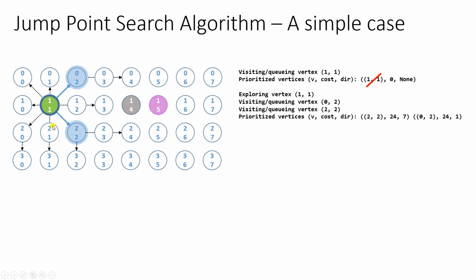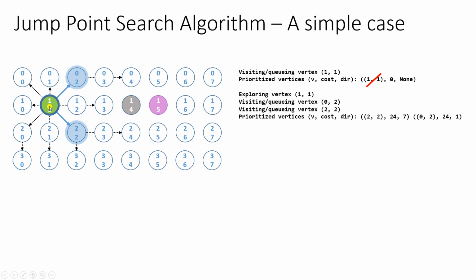Similarly, for vertex 2, 1, we start a vertical scan from our starting vertex. We'll reach vertex 2, 1, and after that we'll reach vertex 3, 1 and find nothing interesting, so there is nothing from this path to be recognized as a jump point. On this part, the situation is a bit different.